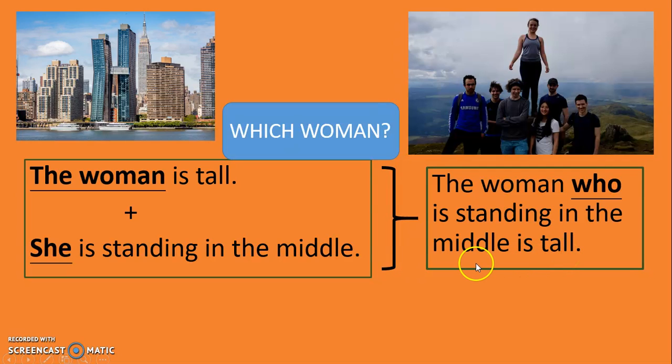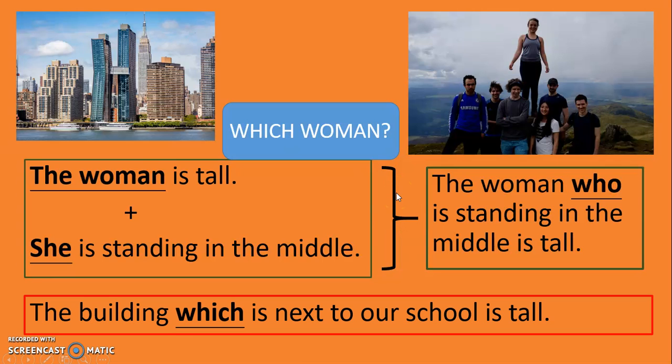What about dead things, objects, such as buildings? In the same way, I can say the building which is next to our school is tall. In this case, I am using the relative pronoun which to describe objects. And in Form 2, we are only going to look at who and which. And also, the third one would be that. The word that can be used for both people and object.